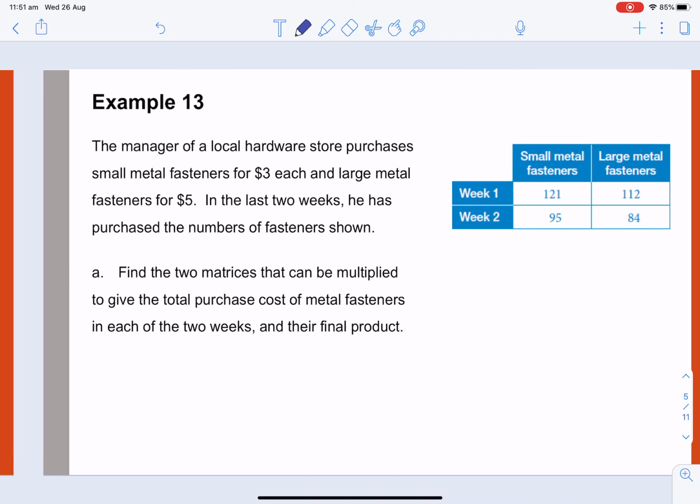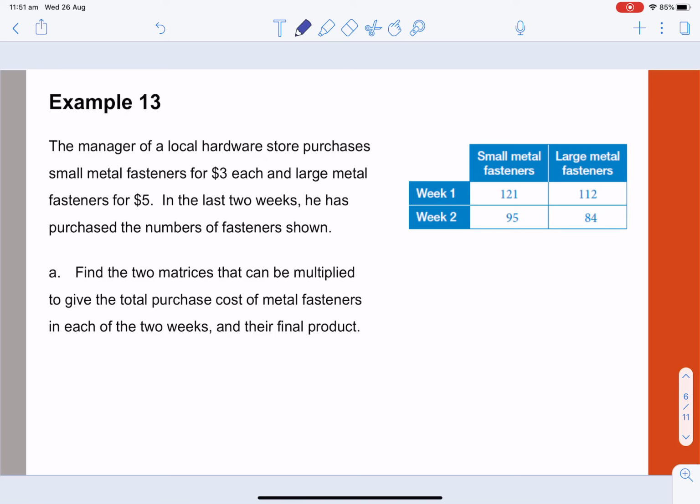All right, example 13. The manager of a local hardware store purchases metal fasteners for $3 each. Now, when we're looking at this, we try and pick our key information out because it's going to be pretty important for us a little bit later. And large metal fasteners for $5. So small for $3, large for $5. In the last 2 weeks, he has purchased the numbers of fasteners shown. So he's purchased small fasteners in week 1, 121 of them, and large 112. That's some pretty big purchases there. And in week 2, purchased 95 of the small ones and 85 of the large ones.